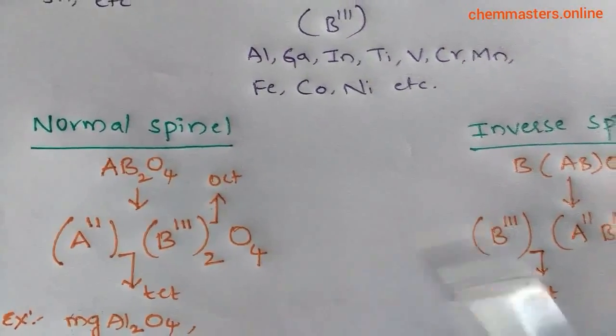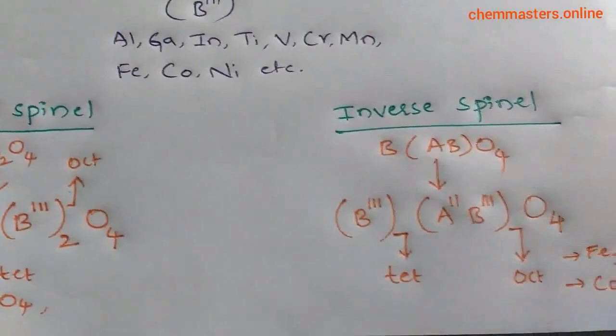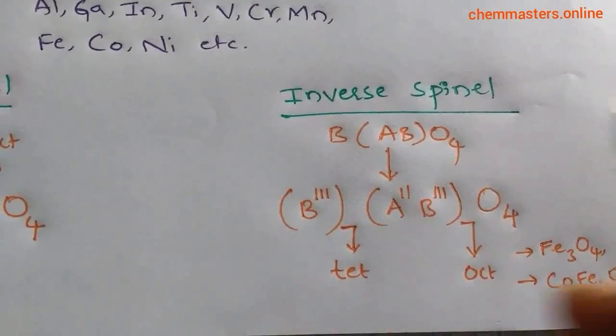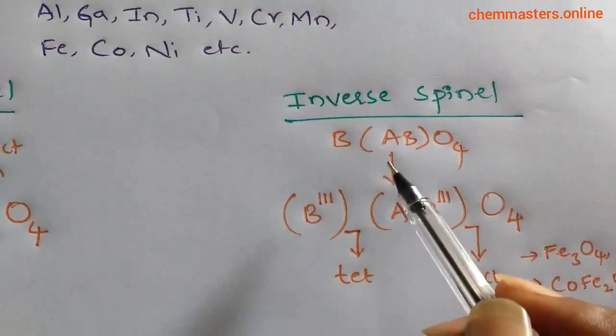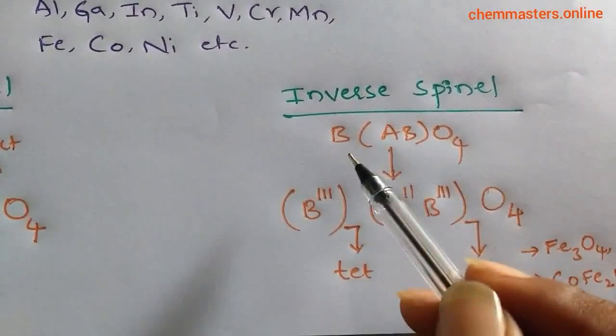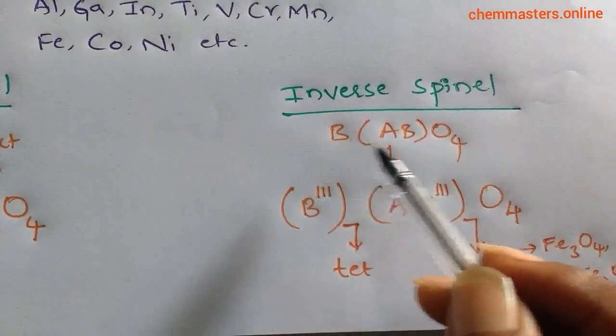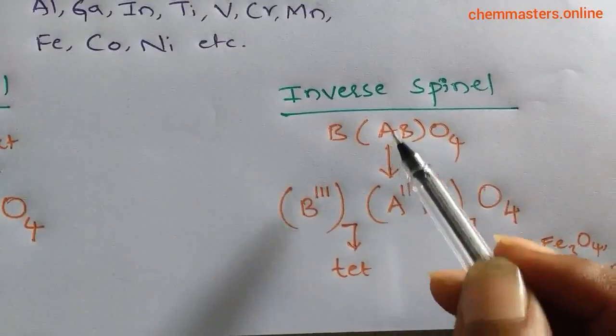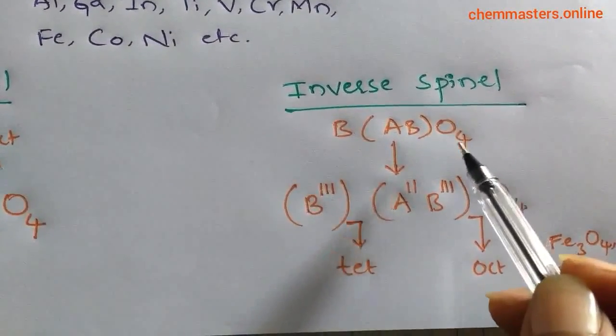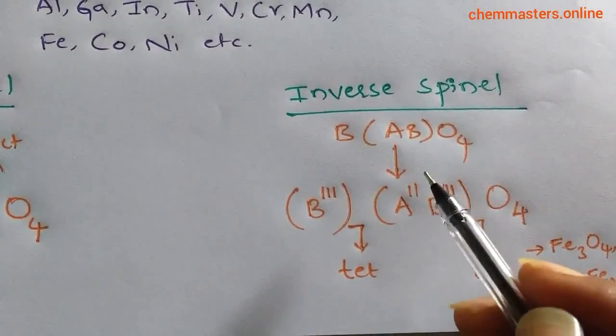Next, inverse spinel. Look here. Inverse spinel has the general formula like this: B(AB)O4, with A B in the bracket. So this is the general formula for inverse spinel.